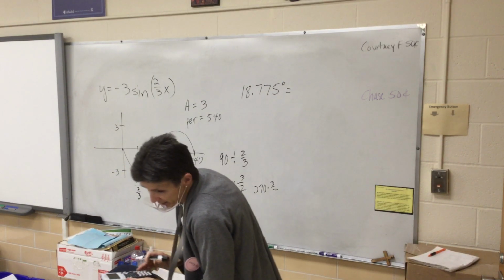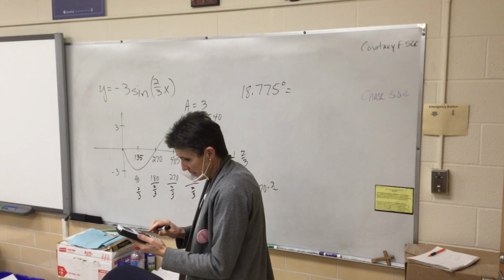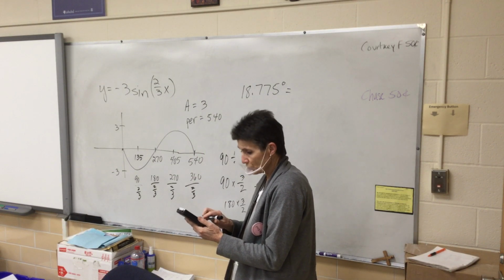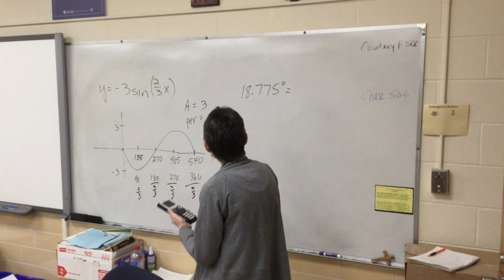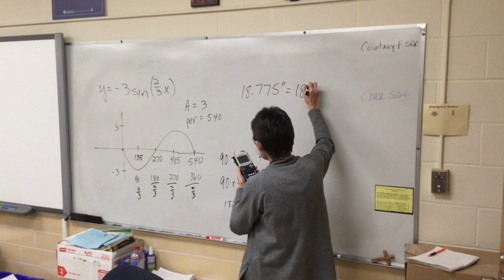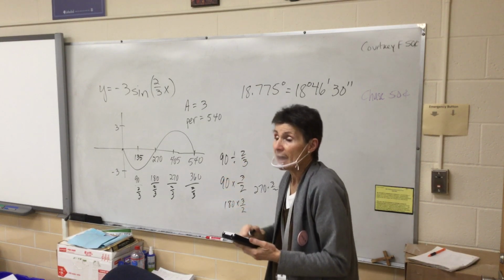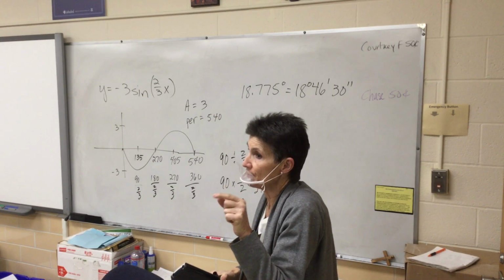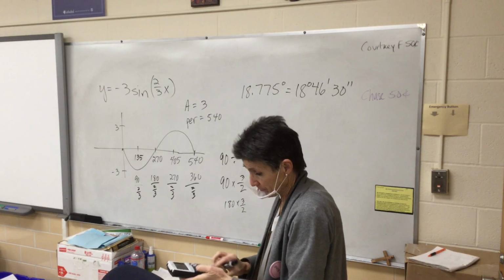All right, type in 18.775. And then, anybody remember what we press next after we put in 18? We go to second angle and go down to DMS. And you should get 18 degrees, 46 minutes, and 30 seconds. Now, if you didn't get that, I want you to check and make sure you're in the right mode. This is a degree problem, so go to mode and make sure you're in degrees.